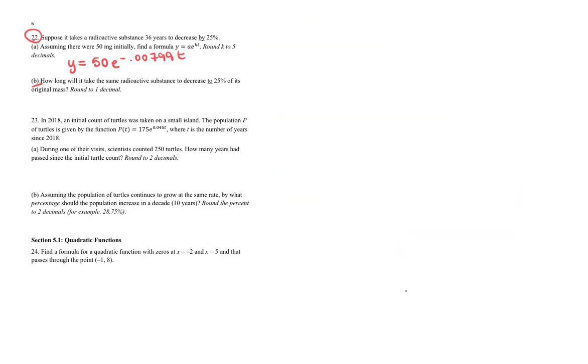Okay, so now for part B, we need to find how long it will take for the same substance to decrease to 25% of its original mass. So I think our first step would be to find 25% of that original mass, or 25% of 50. That should give us 12.5. And so now we want to set 12.5 equal to our 50 e to the negative 0.00799t. And we want to find the t for which this equation remains true.